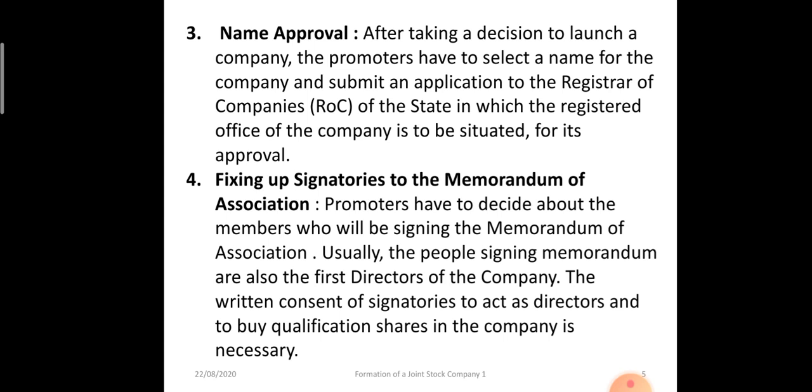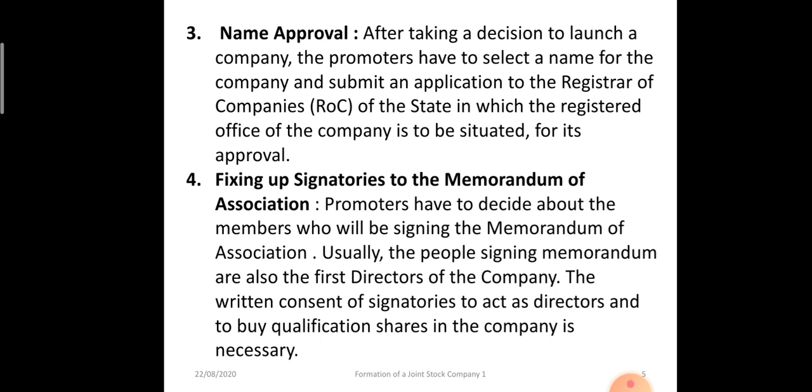Now, the name should not be similar to an already existing company, or it should not mislead someone that it is related to a particular government. So the name should not be identical with already existing companies, or it should not use terms which reflect that it is a government company. All these points have to be taken care of.